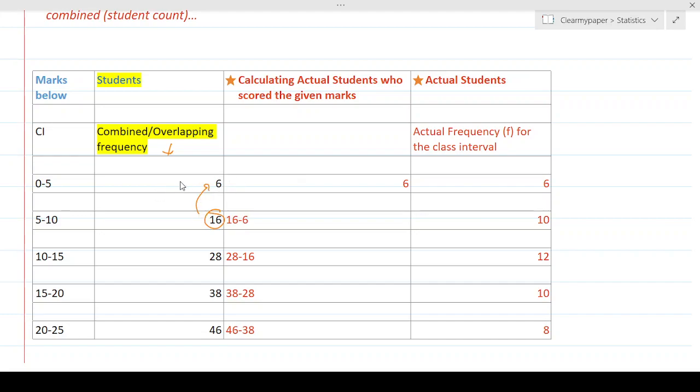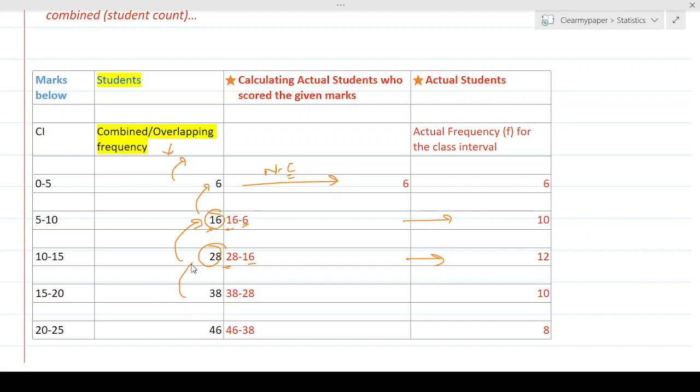For the first interval, there is nothing in the preceding line. So the first will be as it is, no change here. But this 16 includes this 6, because it's a combined frequency. So I'm going to separate this 6 from the 16, which will give me 10. This 28 also includes this 16. Okay. So I'm going to separate this 16 from 28, which will give me this.